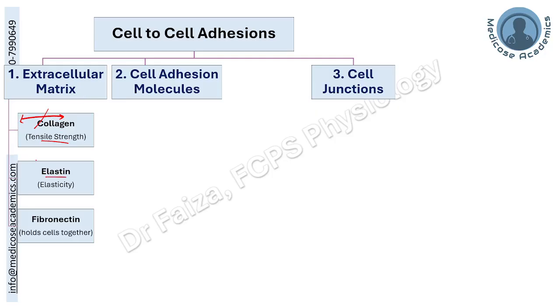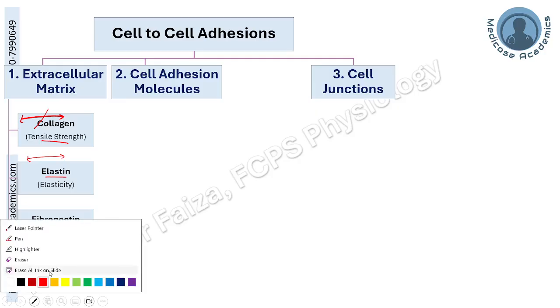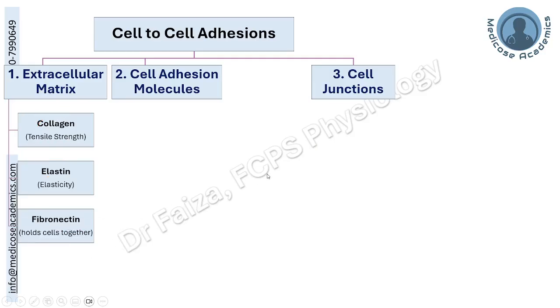And the collagen in the extracellular matrix is providing this tensile strength. Elastin is providing the elasticity, where it can elongate or compress without losing its structural integrity. And fibronectin, most importantly, is that extracellular protein which is helping in keeping the cells together, thus acting as a glue.